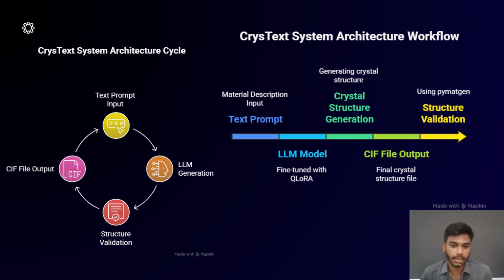Validation framework: we validate the generated structures using a tool called Pymatgen. It checks lattice parameters, atomic positions, and angles. Crystext system, reinforcement learning. We used a method called GRPO, which stands for Group Relative Policy Optimization. This improves the quality of generated structures by giving rewards based on accuracy.